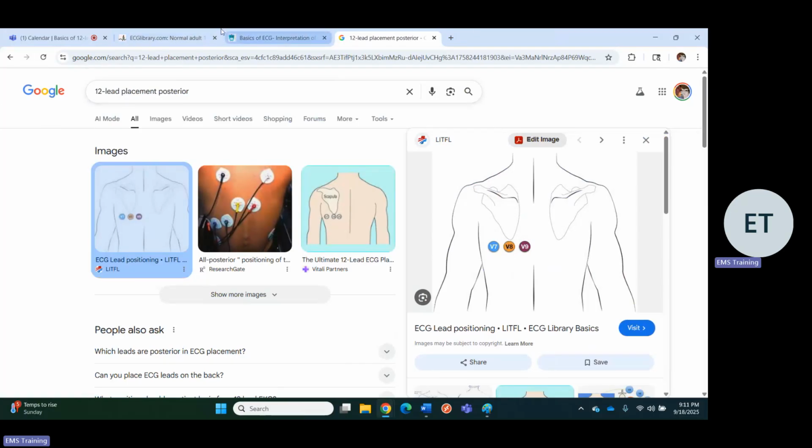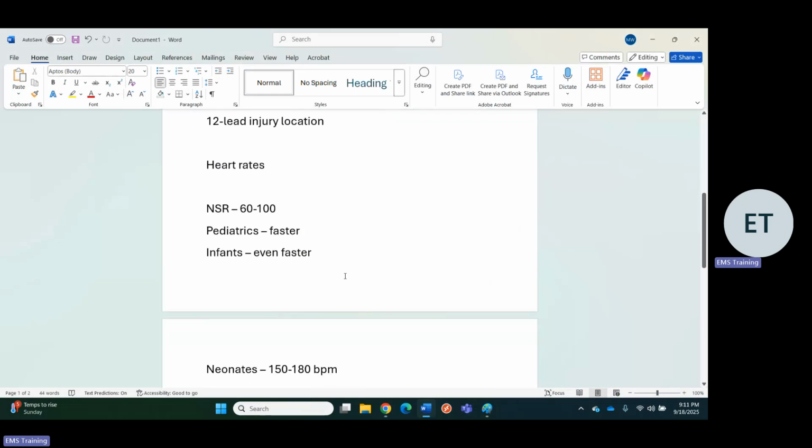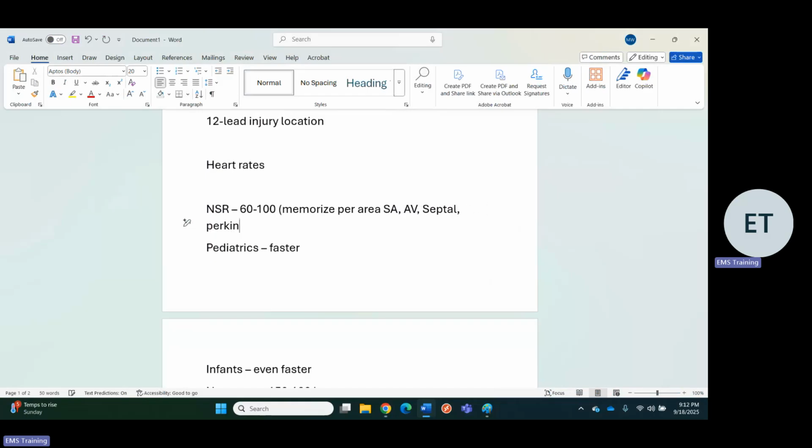Anyways, a couple tidbits. So to summarize, we're talking about memorizing rates. And these rates are memorized per area, so the sinoatrial node, AV node, bundle, or sorry, septal area, right? And then as you go down to the Purkinje fibers, it's really slow. And you may actually get an idioventricular rhythm or almost a cardiac standstill. That's like 2 beats a minute. It just looks like a really big PVC.